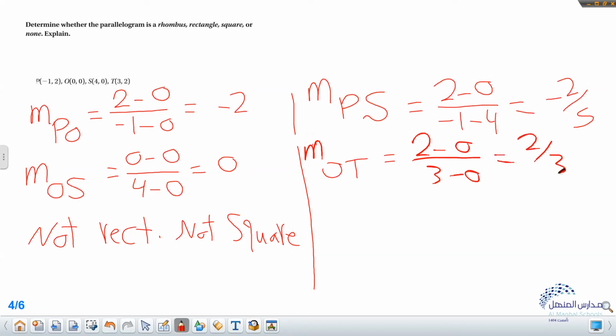Is the multiplication of them equal to negative 1? No, so they are not perpendicular. If the two diagonals are not perpendicular, then the figure is not a rhombus, so the figure is none: non-rhombus, non-rectangle, non-square. Okay? Yes. Let's go to the last question.